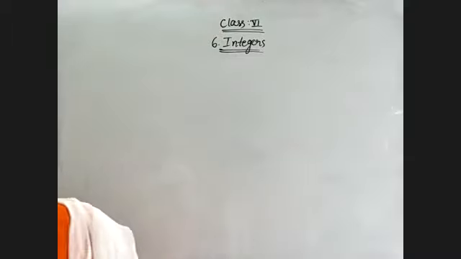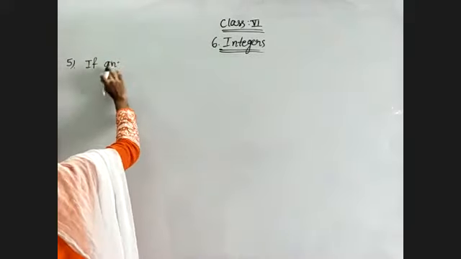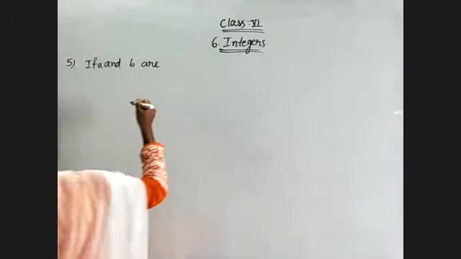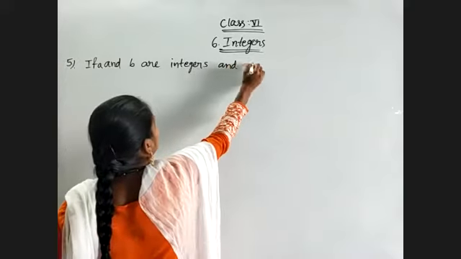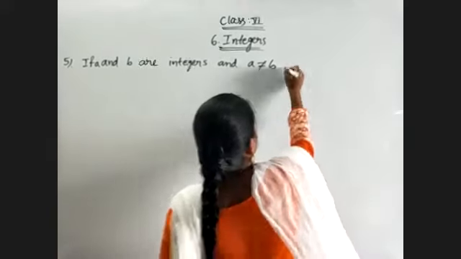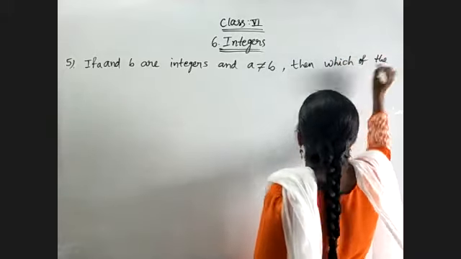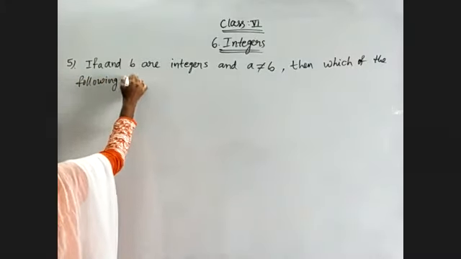Now coming to the next problem. If A and B are integers and A is not equal to B, then which of the following is incorrect?